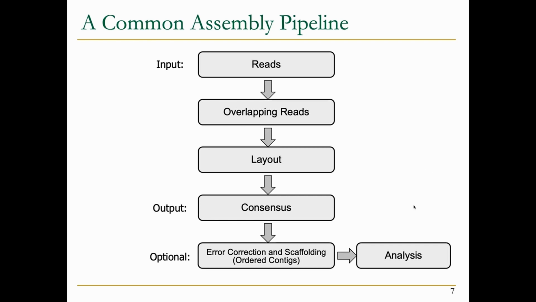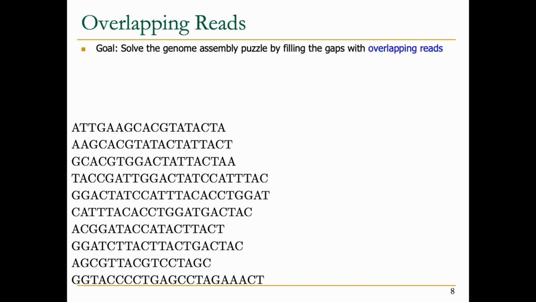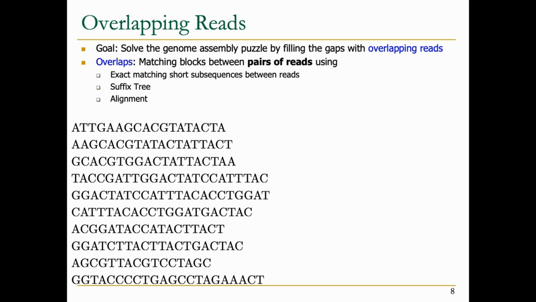So a common assembly pipeline starts with reads, and then next it performs the overlapping of reads, as I also showed in the previous slide. So let's see how it happens. Sequencing technologies produce reads, which are fragments. We don't know the relative order between them. Our goal is to solve the genome assembly puzzle by filling the gaps with overlapping reads. And overlaps are essentially matching blocks between pairs of reads.